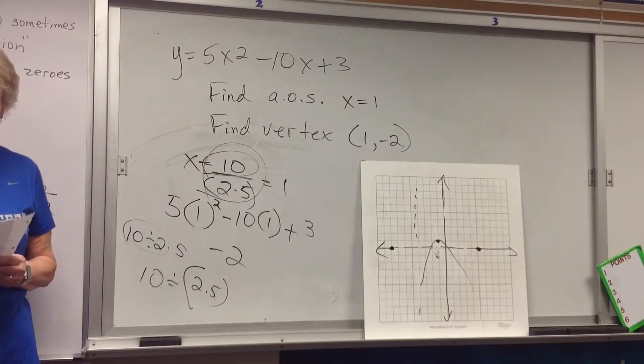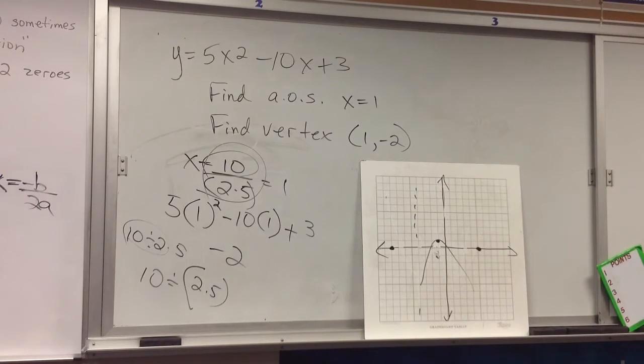Okay, so let's do one of each part. Okay, on 9b, the 0 is where it crosses the x-axis.